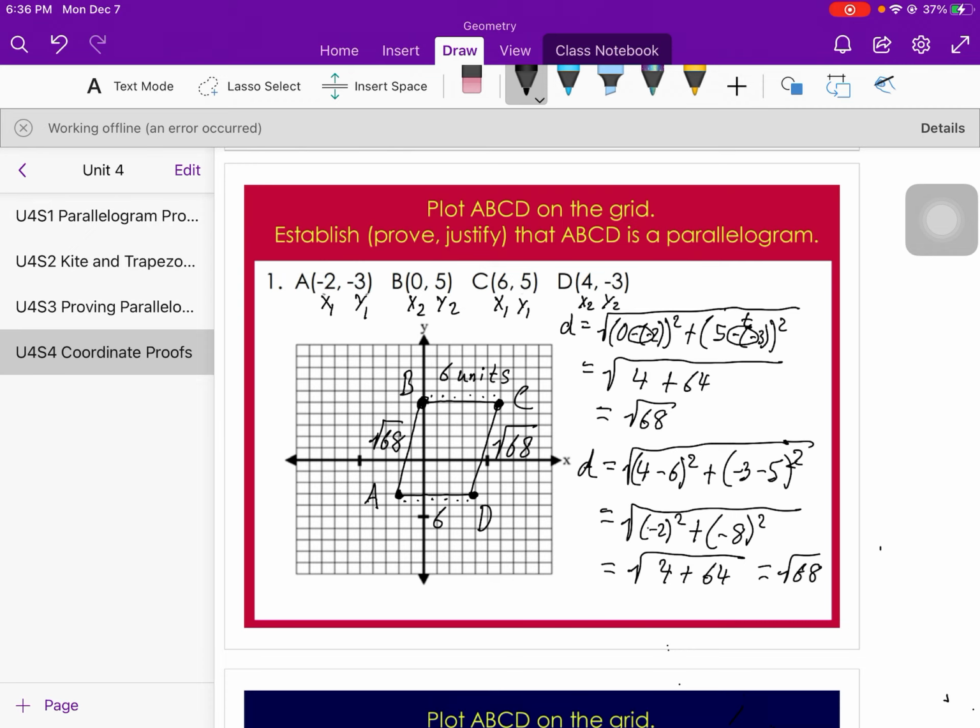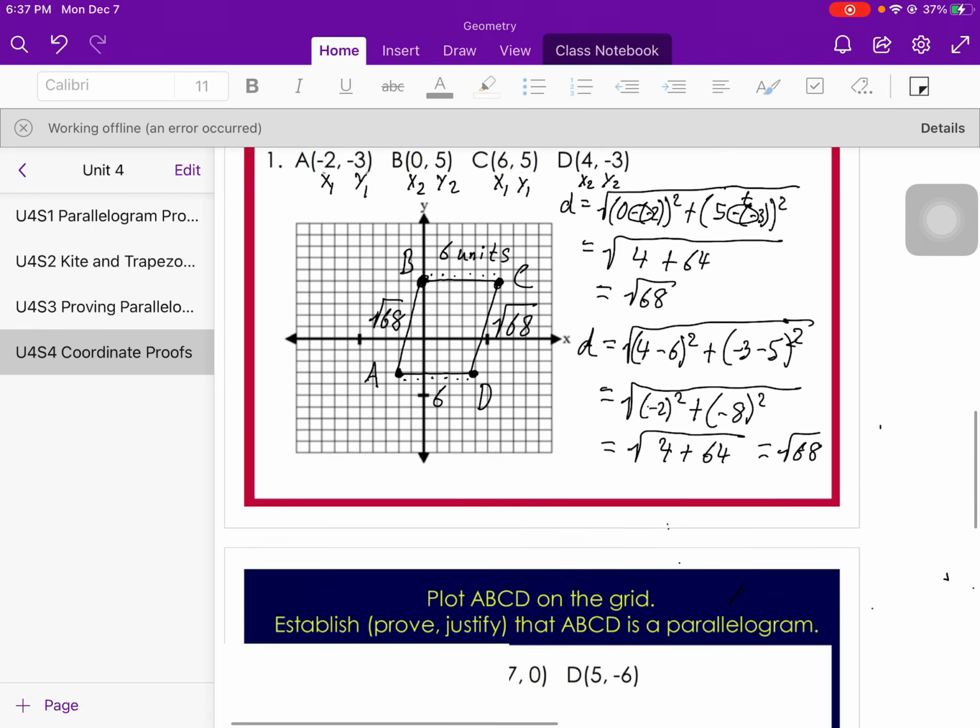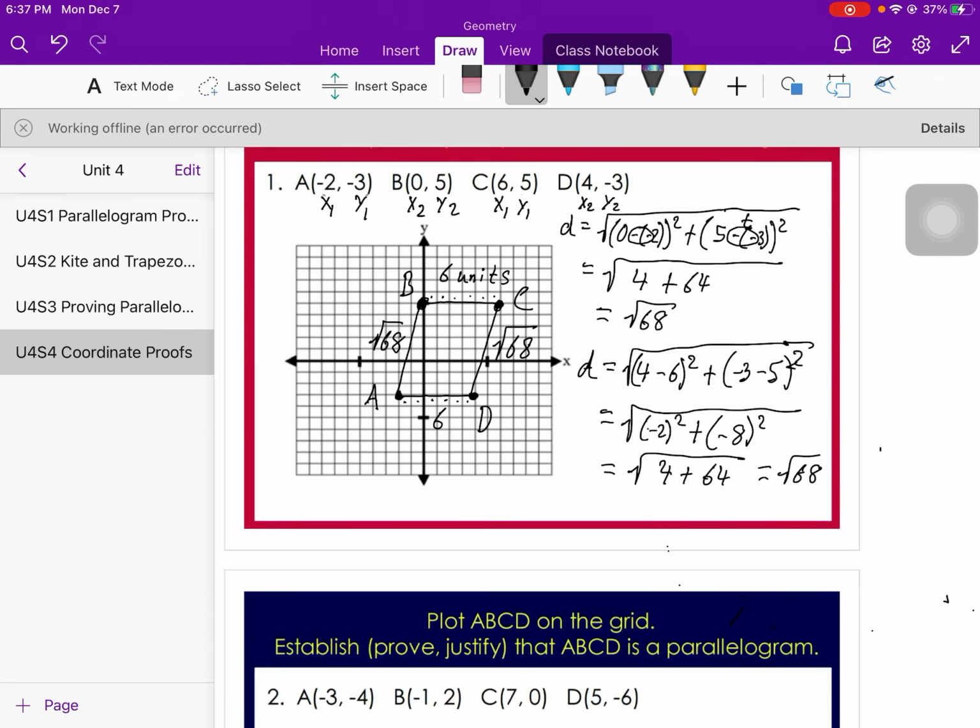Since we got square root of 68, that tells us that those pairs of opposite sides are congruent. Therefore, since both sets of opposite sides are congruent, it has to be a parallelogram. We're just going to write down here both pairs of opposite sides are congruent. That's enough to justify that it has to be a parallelogram.